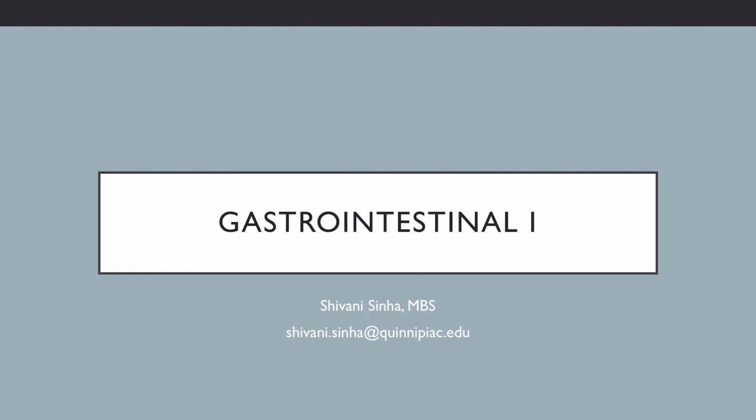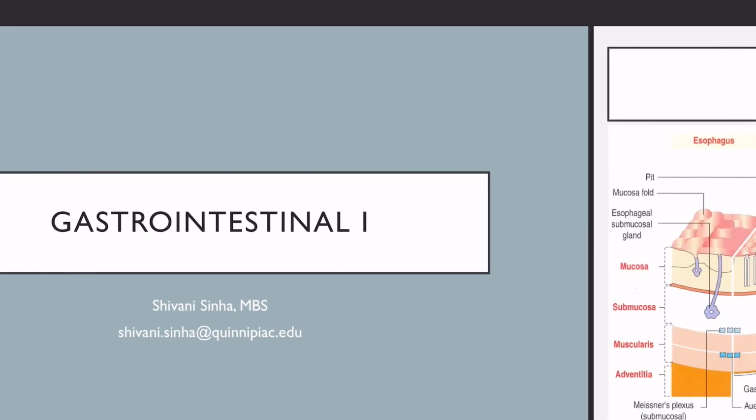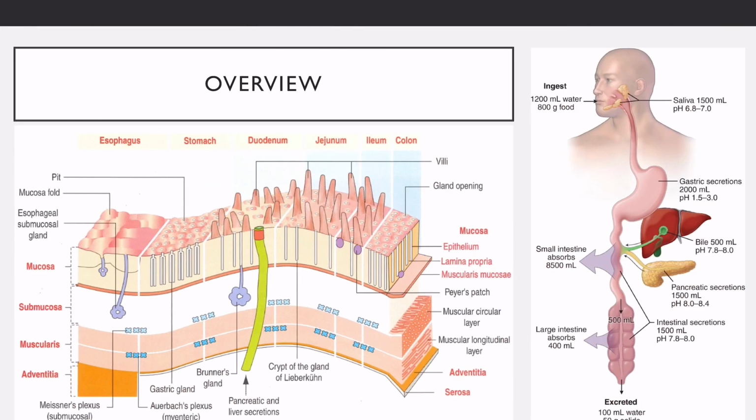Let's get started with a brief overview. The GI tract extends from the oropharynx to the anus. Think of it as a long tube whose primary function is digestion and absorption, as well as immunologic protection. The different organs of the alimentary system serve different purposes and as such have different functional components.